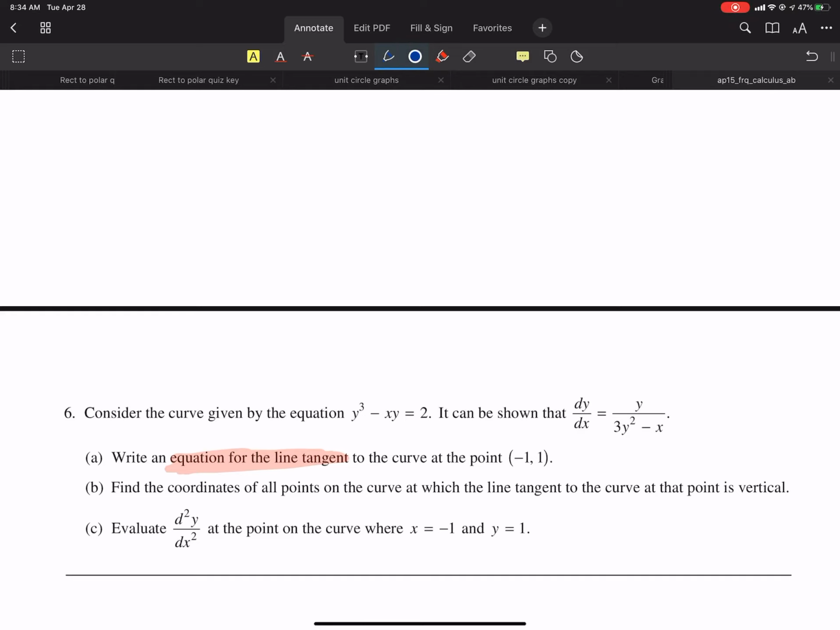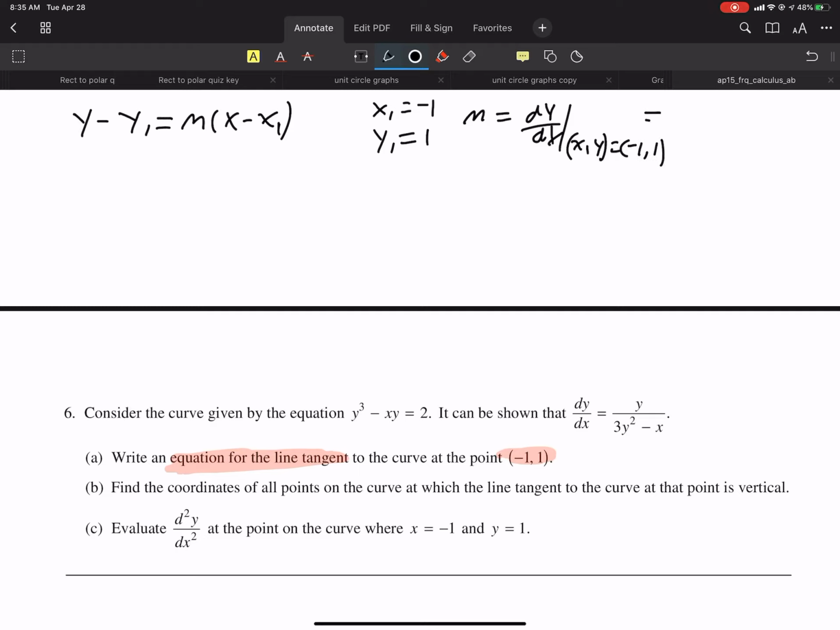So immediately we write the equation of a line in point slope form. We need the point x1, y1, the point that the line goes through. Well, we know it goes through negative 1, 1. So now we know x1 is negative 1, y1 is 1. We just need the slope. What tells you the slope of the tangent line? Well, it's the derivative. So we find the derivative at that point.